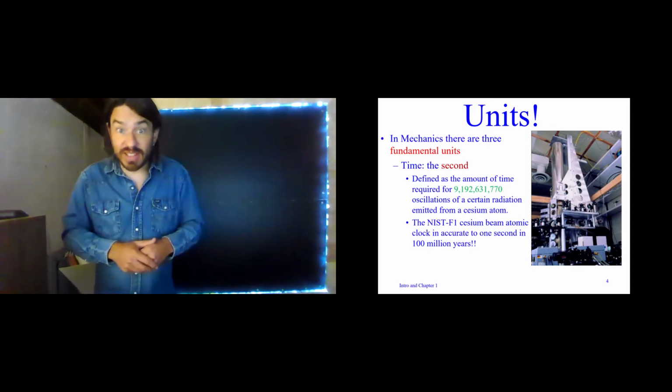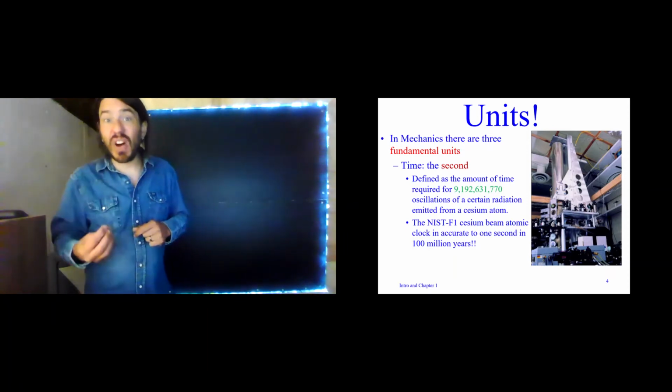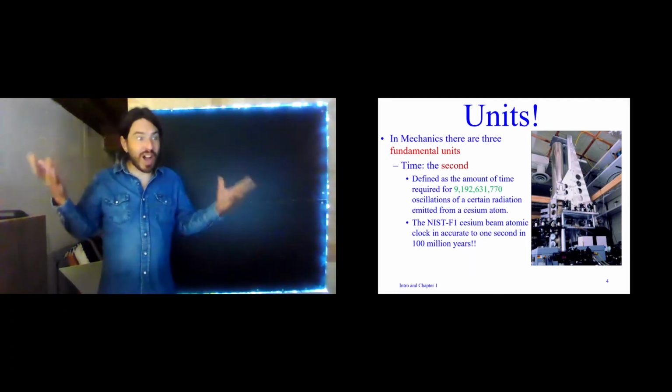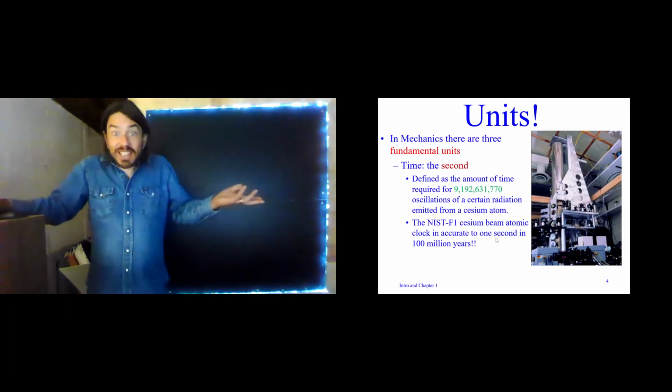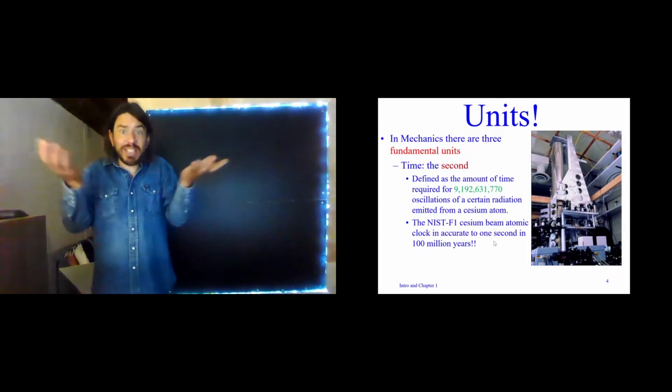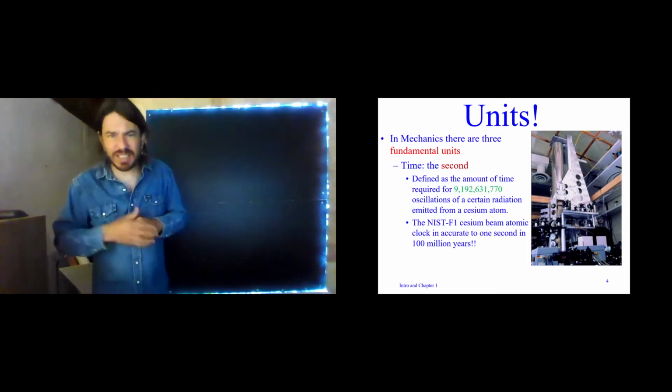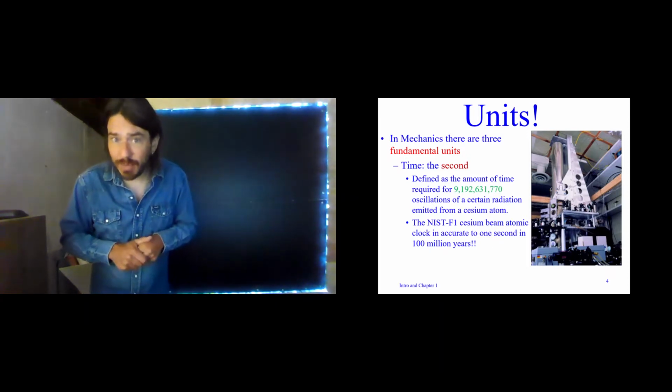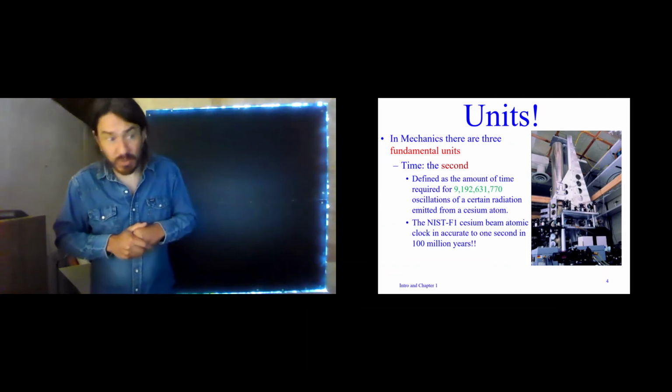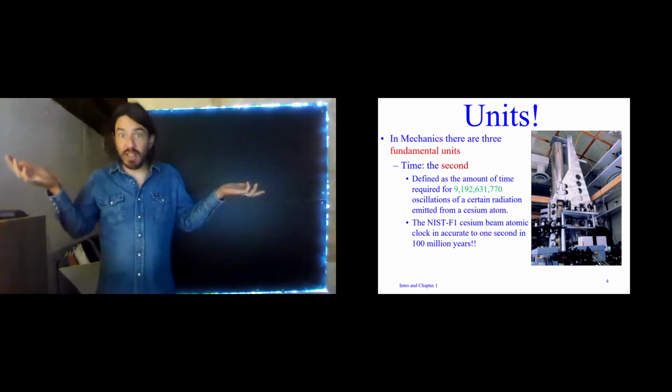And so that's what they've done with the second. The second is defined by a certain number of oscillations of a cesium atom. Why a cesium atom? I don't know. Because it's easier to make an atomic clock out of a cesium atom than it is out of some other atoms, for reasons we're not going to get into in this class.